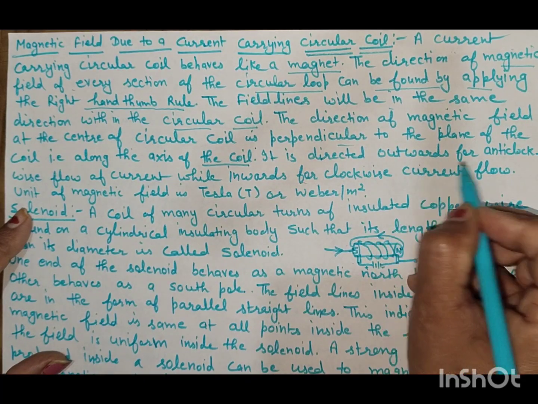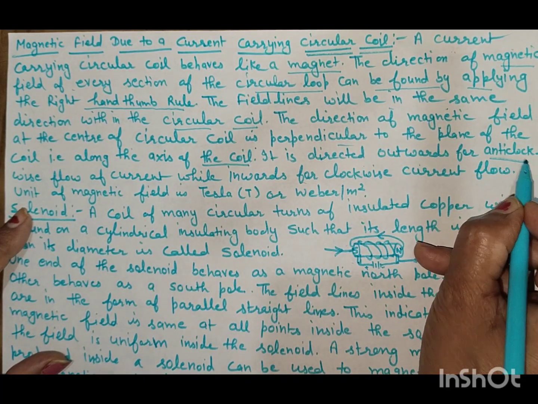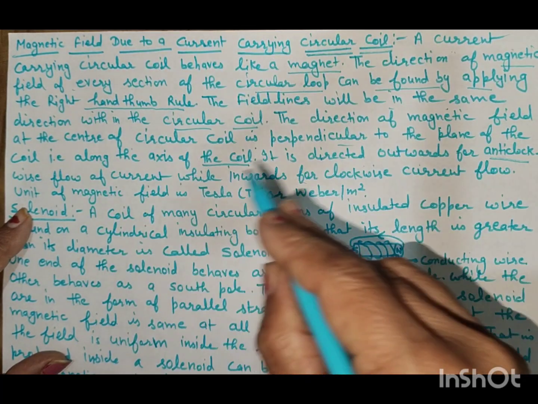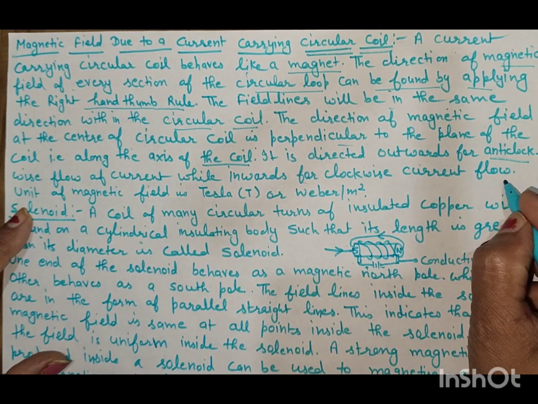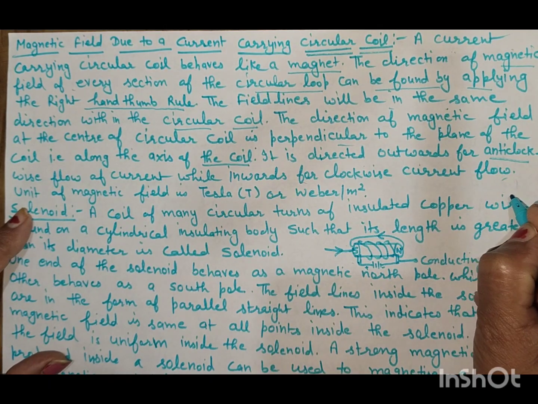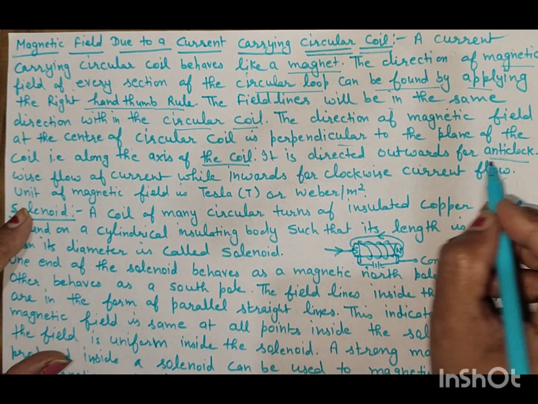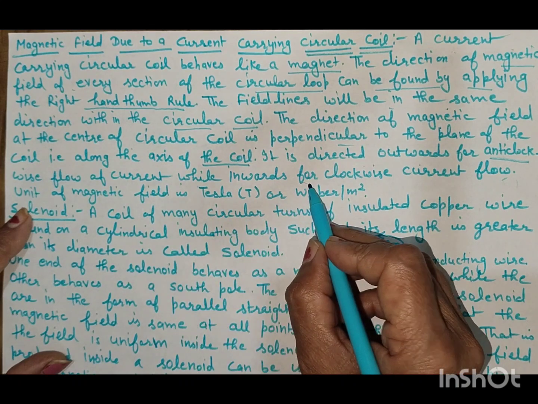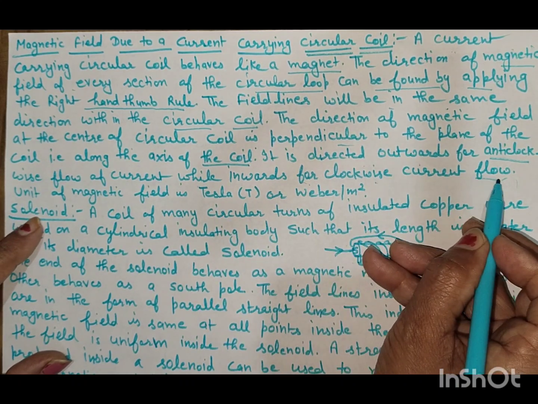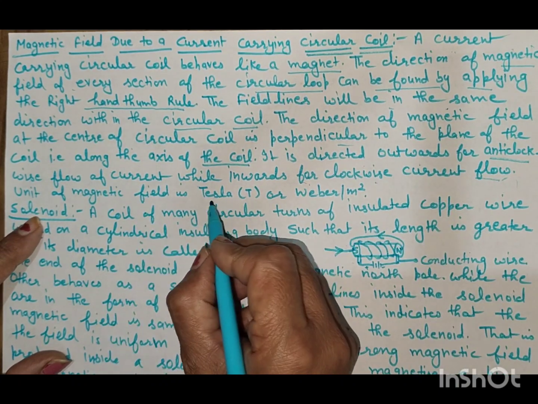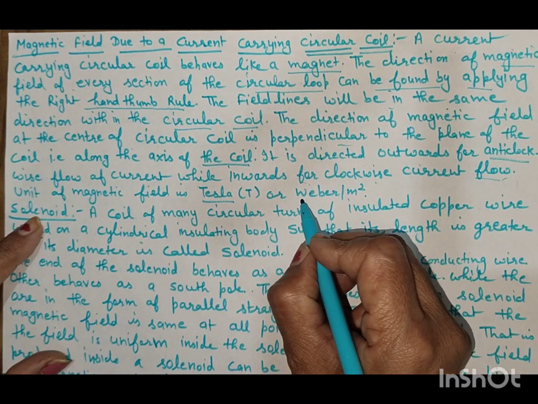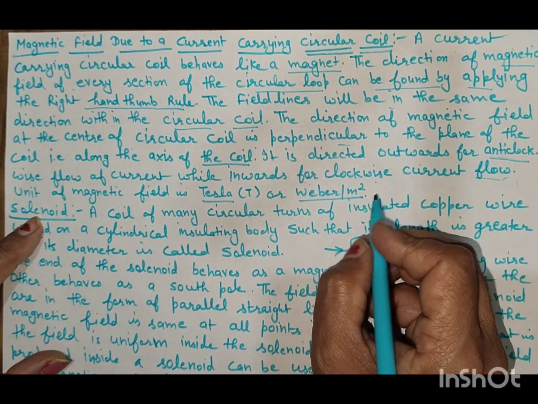It is directed outward for anti-clockwise flow of the current, while inward for clockwise current flow. The unit of the magnetic field is Tesla or Weber per meter square.